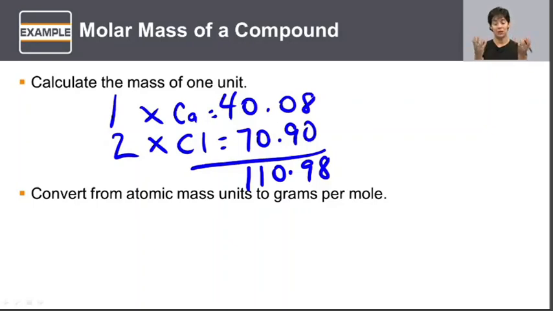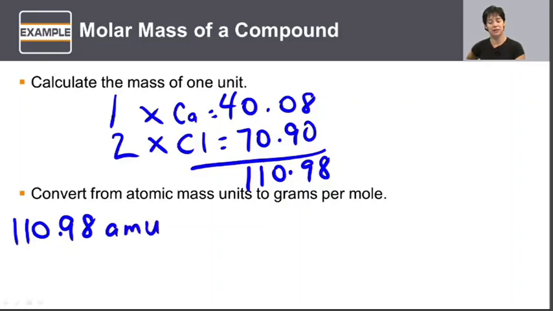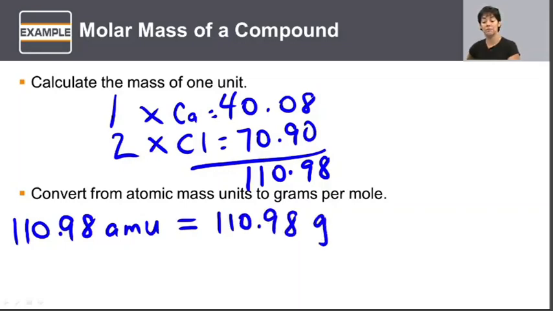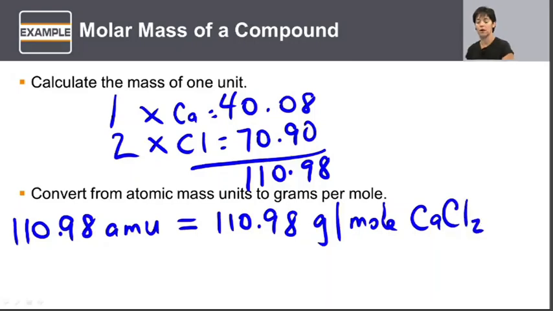And the final step, that conversion from atomic mass units to grams per mole. We said that was equal. So 110 atomic mass units is the same as 110 grams per mole of calcium chloride, or 1 mole.